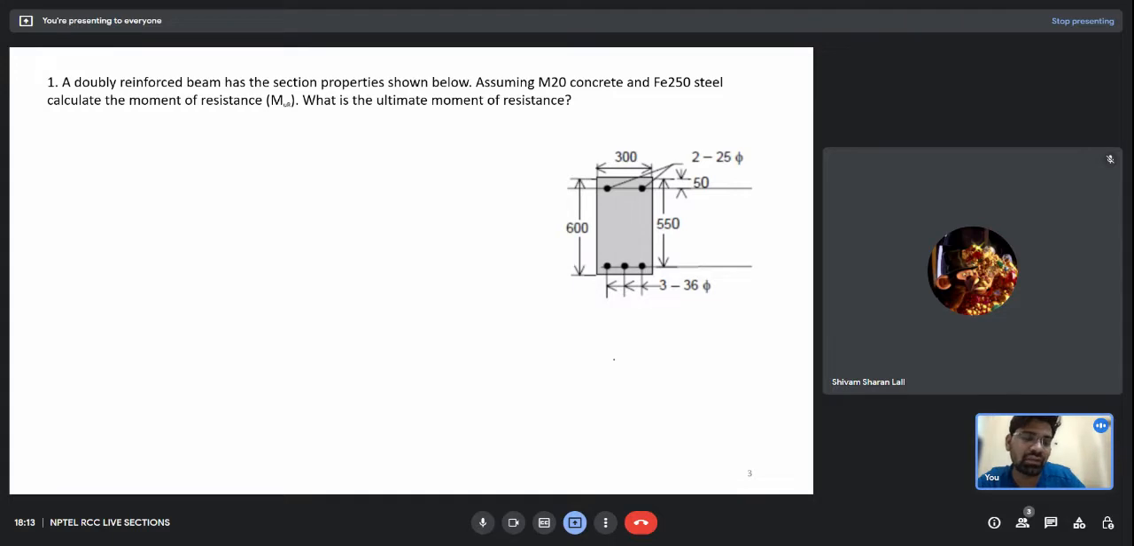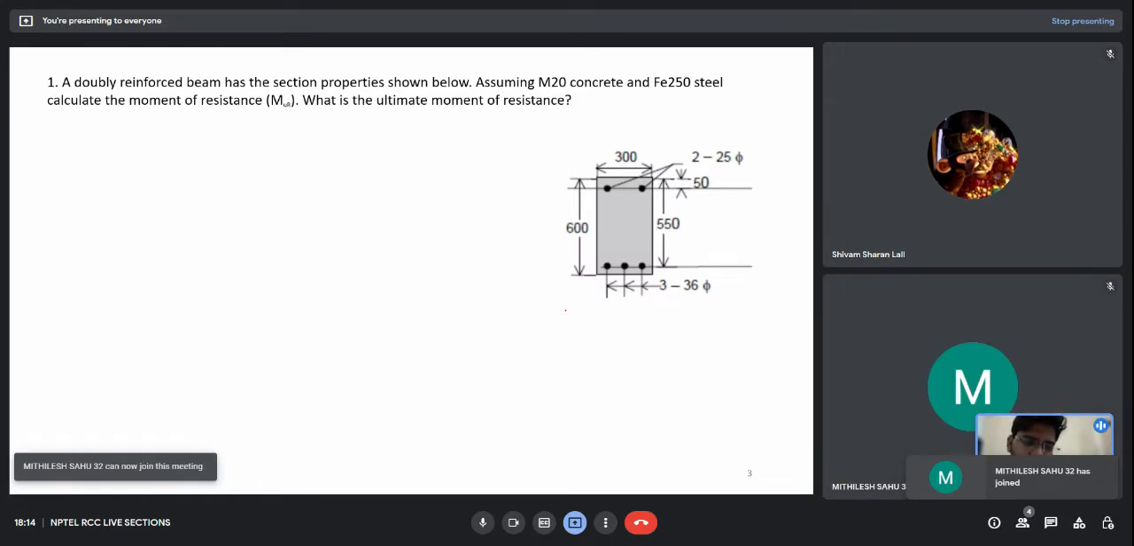I hope you remember the graph which I explained many times in the previous lectures. There is a linear zone and a constant zone. So what was I saying? If the beam is under reinforced, then only we can take the yield value of steel as 0.87 Fy. But if it is over reinforced, we need to take some other value.